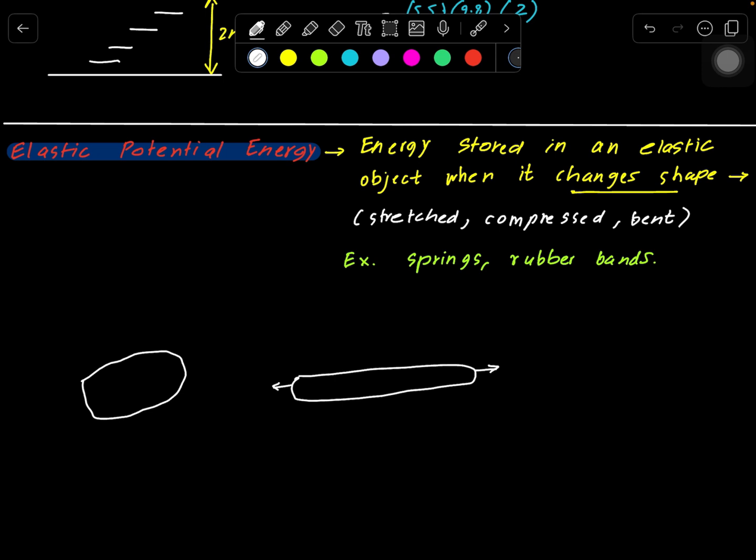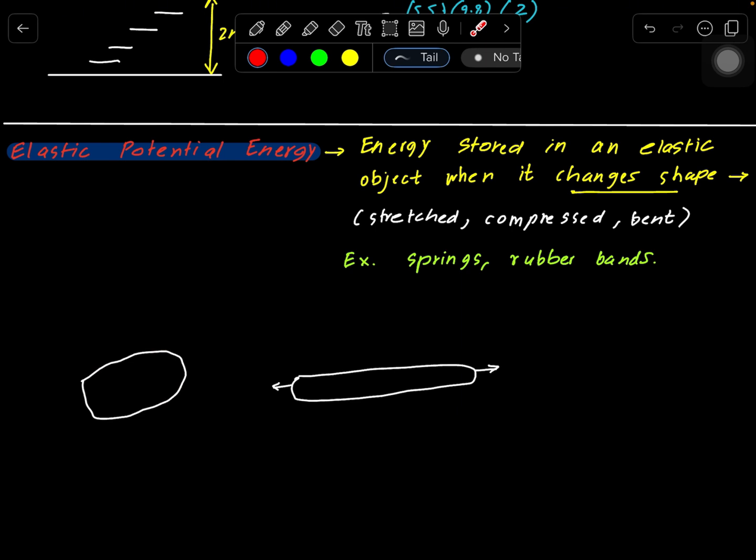Now, in this position, the rubber band has the potential to snap back to its original position as soon as you let go of it, provided that it has not reached the limit of proportionality, which means that it's not deformed. Remember that beyond a certain point, your rubber band will be deformed and it won't be able to go back to its original position. But still, it will have the potential to do some amount of work. By work, I just mean the change in its state or the transfer of energy, okay?